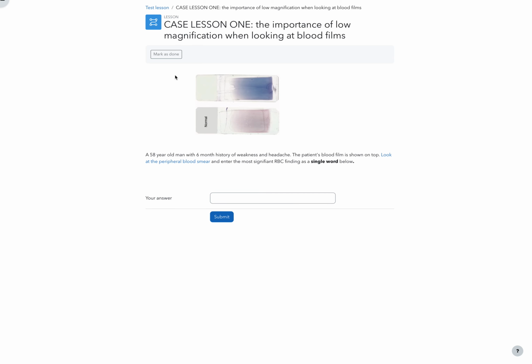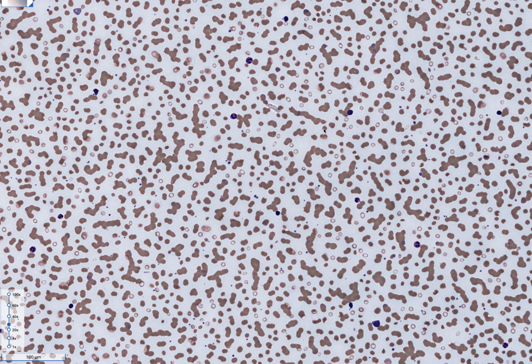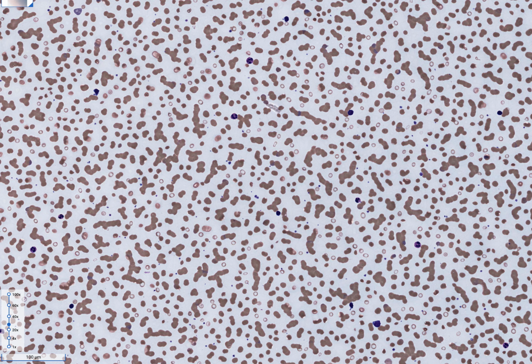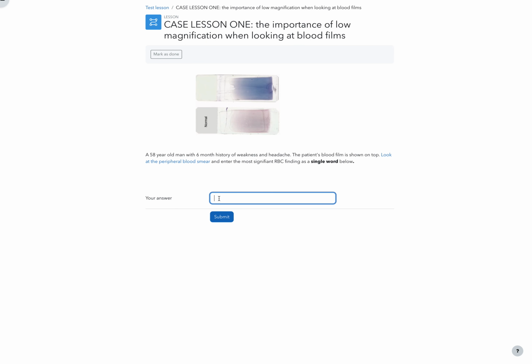So for example here, this first question gives you a history of a 58-year-old man with history of weakness and headache, and you look at the blood film here, and you can see that we have very fast virtual microscopy. You zoom in here, pan around, you can see nice rouleau formation. You go back and you answer the question.